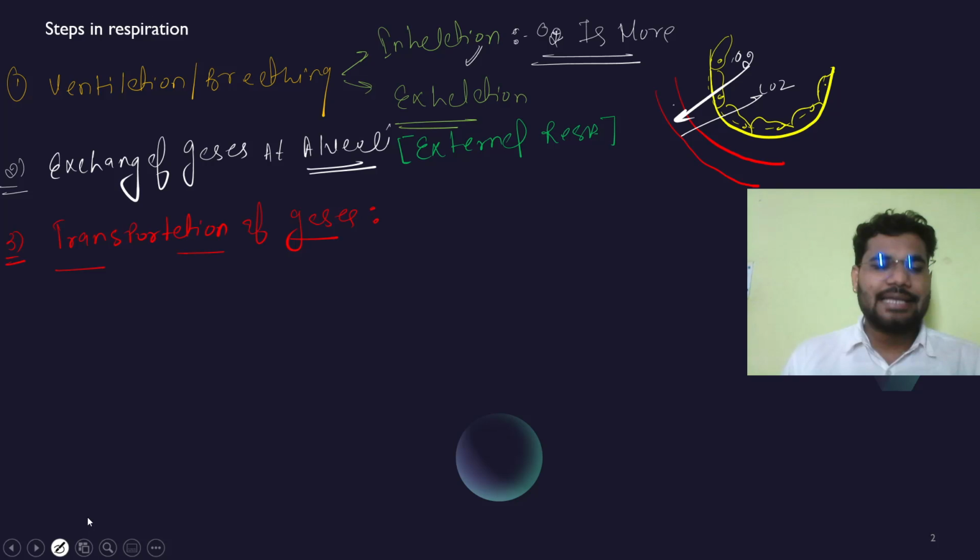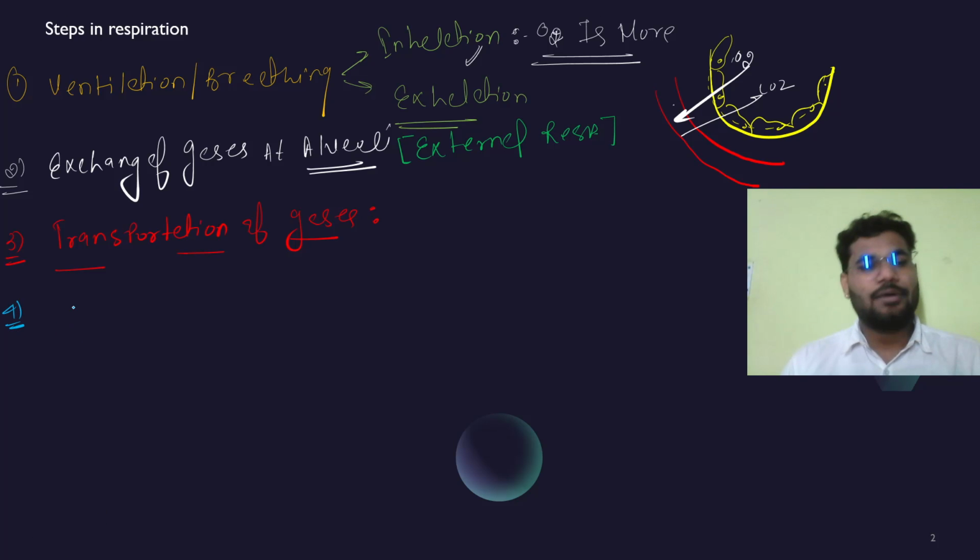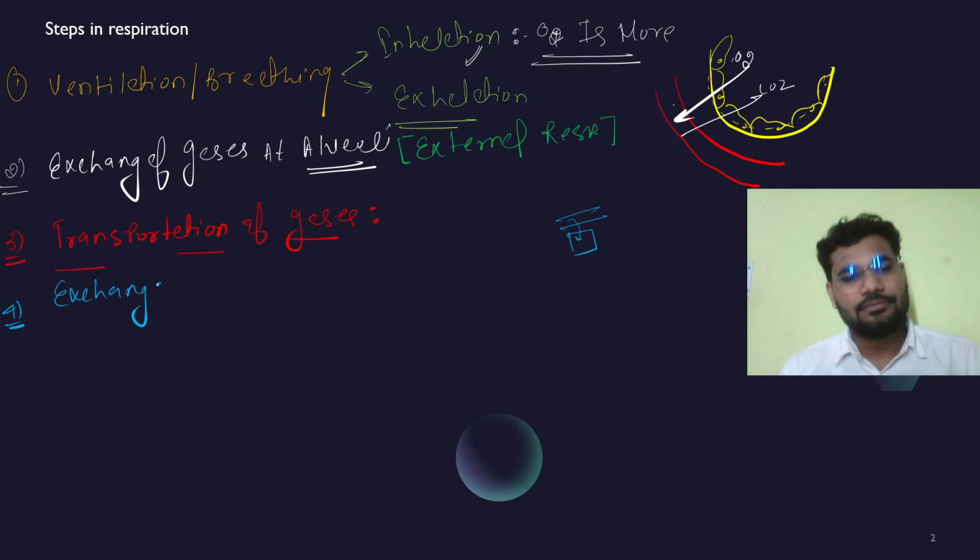Now when these gases reach their destiny, what is their destiny? Let's say tissue. So now another exchange occurs. Let's say these gases reach a particular tissue. Let me draw a tissue here, and we have a blood vessel here, right? So this gas reaches a particular tissue. Now exchange needs to occur at the tissue level. So that is exchange again. So now another exchange of gases occurs. This exchange of gases occurs at tissue level.